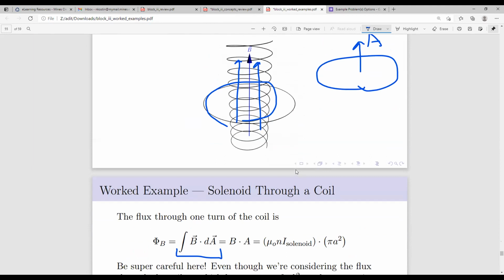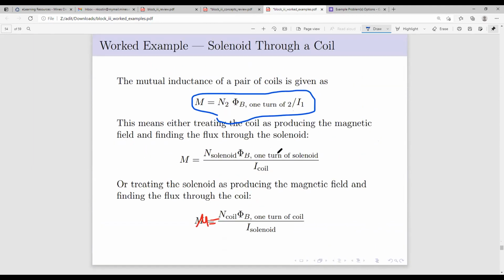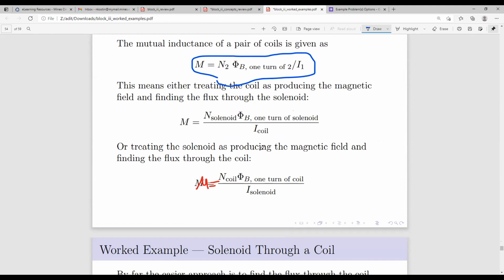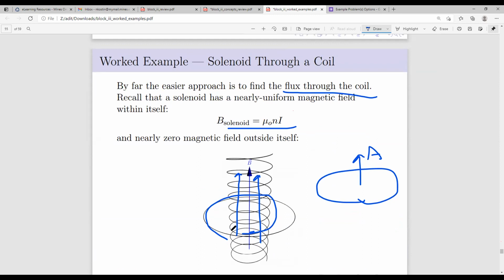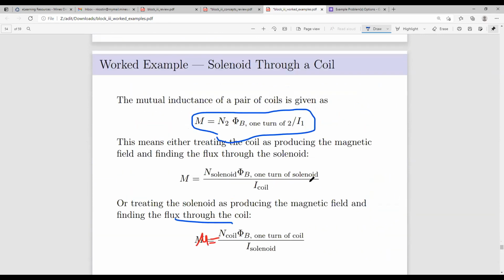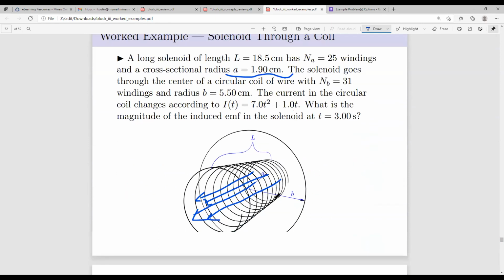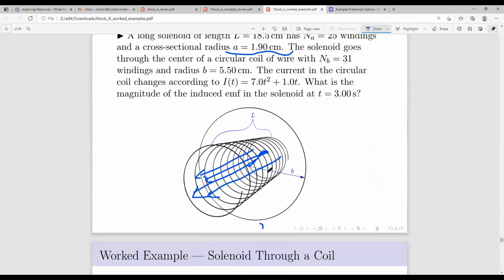And this is something that confuses a lot of people and definitely confused me. But we were trying to find the flux through the coil. We're trying to find the flux through this large circular coil here that's bigger than the solenoid. But then why do I have this pi a squared here? Because if I go back to the problem statement, A was the radius of the solenoid. A is that radius right there, not the bigger radius B, that's the coil.